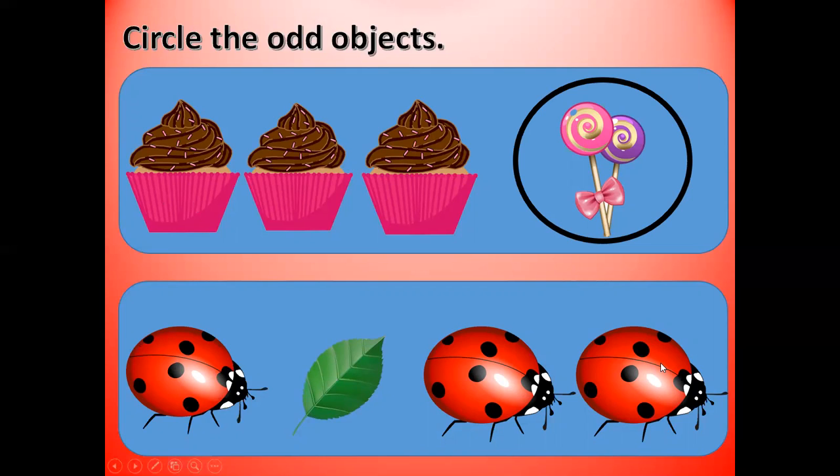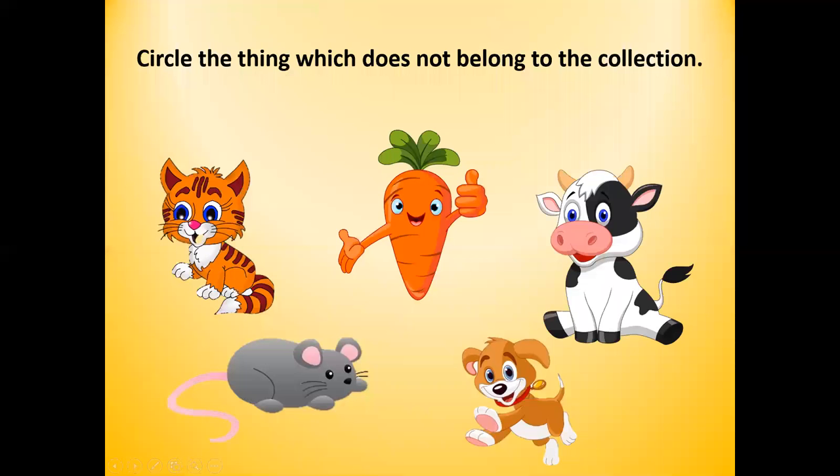These are some objects. Here are ladybirds. These are the same, but this is not a ladybird. This is a leaf. Circle the odd object. Yes. Next. Wow. Circle the things which do not belong to the collection.